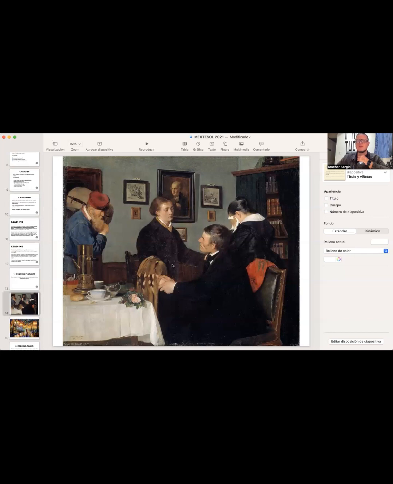Okay. What can you see on the table? Yeah, on the table I can see the flowers, the bread and a coffee cup. Okay. What do you think the name of the picture is? If you had to name it, what would that be?